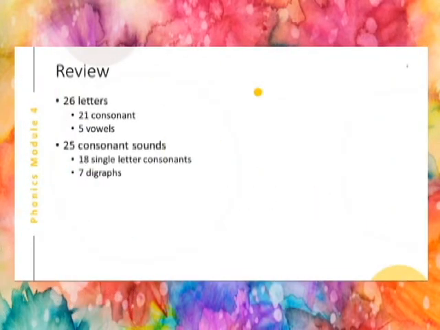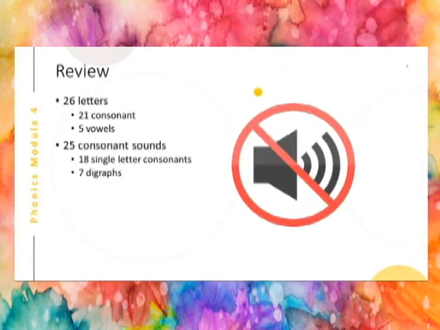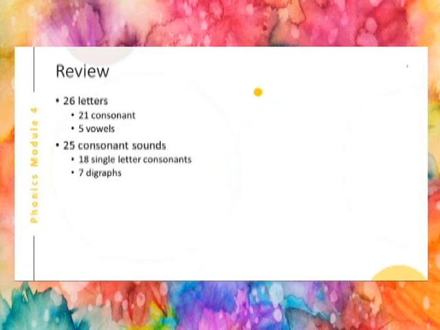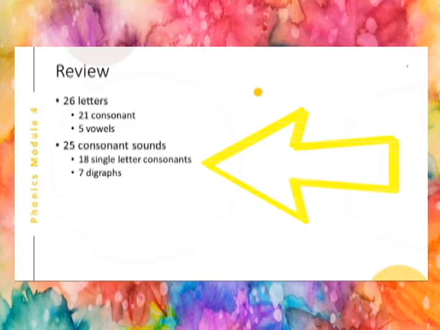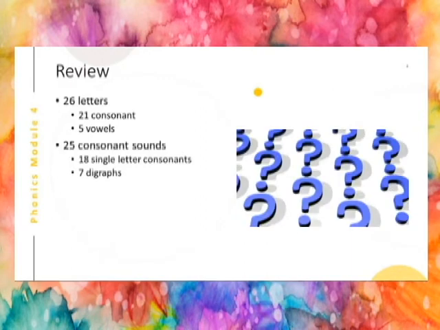In review of phonics modules 1, 2, and 3, there are 26 letters in the English alphabet. 5 are vowels, so there are 21 consonants. 3 of these have no distinctive phonemes of their own. This leaves 18 single-letter consonant graphemes with their key symbols. 18 symbols, but 25 consonant sounds. Where do we find the 7 remaining symbols?